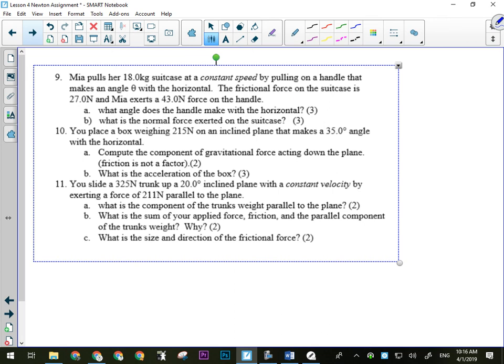All right, number 9. Number 9 is a suitcase being pulled along a level floor. This number 9 is not an inclined plane question. That's the most common mistake with number 9: people see the angle and they see this as an inclined plane. This is me with a suitcase that I'm pulling at an angle, but the suitcase is moving along the floor horizontally. Everybody with me there? I might be pulling at an angle in this question, but the suitcase is not moving at an angle. The suitcase is moving along the floor.